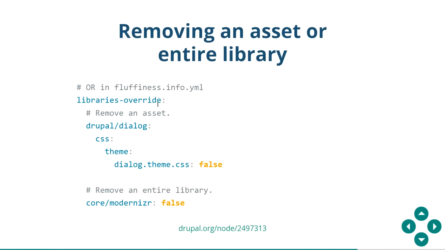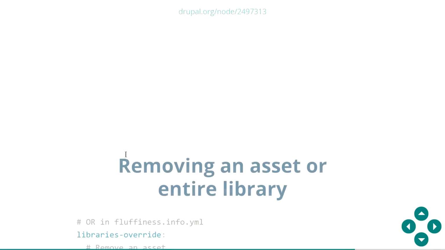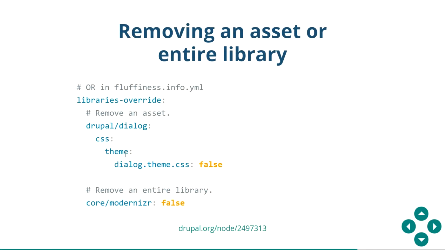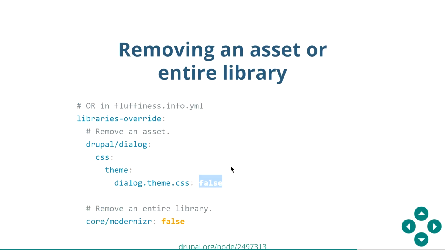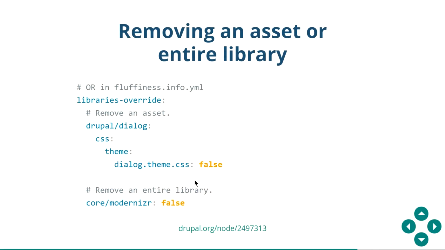And then you can remove an asset or an entire library. So this particular string here, libraries override, should only appear once, but I just had to break this up into 2 slides. So you can do Drupal dialog and just remove. Wait, did I say this wrong? Replace an asset with another. Oh, this is remove it entirely. Yeah. So you'll just put false there instead of replacing it with a different one. And then same thing for removing an entire library. Instead of suggesting another one, you just say false.